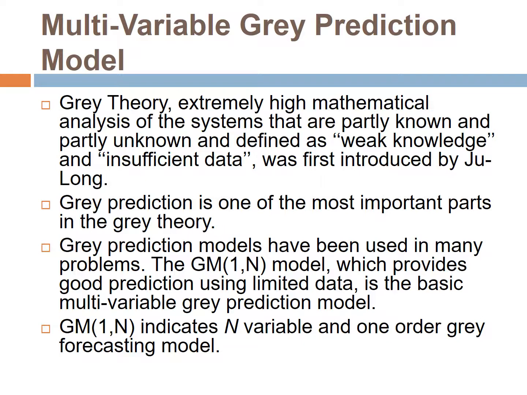Gray prediction models have been used in many problems. The GM(1,N) model, which provides a good prediction using limited data, is the basic multivariable gray prediction model. The strong property of gray prediction is that when we are dealing with limited data or there are some missing or weak points in the data, gray prediction models are usually very strong compared with other prediction methods. In GM(1,N), this indicates N variables and first-order gray forecasting.